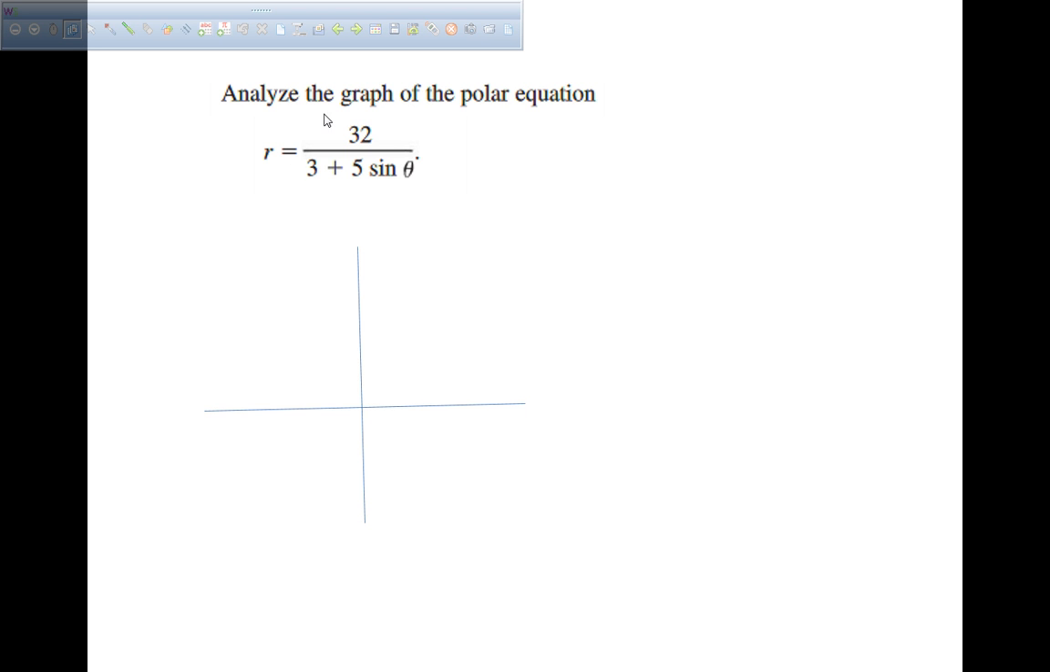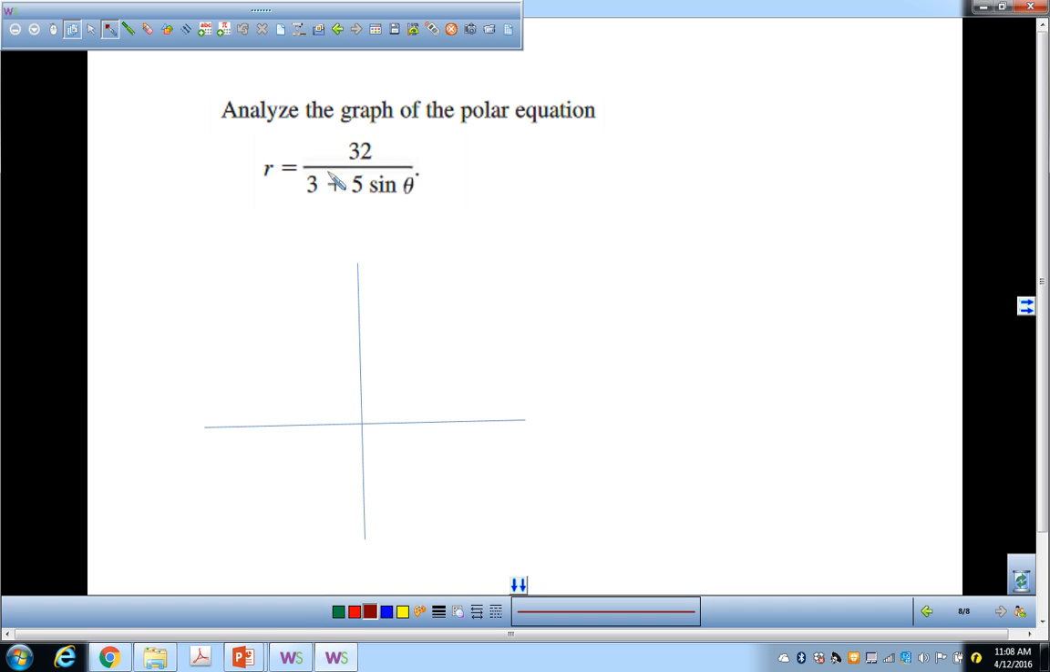Okay, so here's where it gets tricky, and this is where it gets fun. Analyze the graph of this polar equation. The first thing I'm going to do with this one is, this one gets kind of cluttered, I got to warn you, okay? So what would you think be my first step for this one? Divide everything by 3. Divide this by 3, divide this by 3, divide this by 3. Now I get r equals 32 thirds over 1 plus 5 thirds sine theta, okay? This is really not that bad if you just follow along with me.